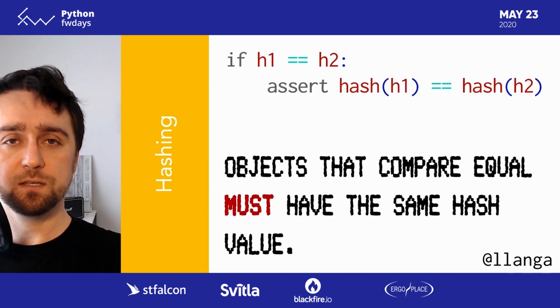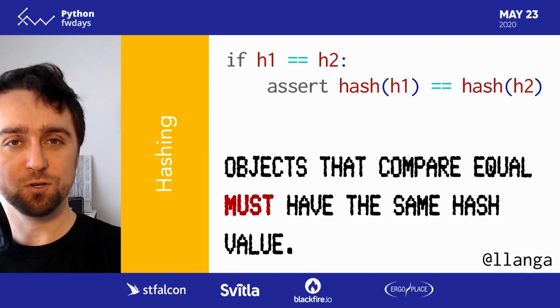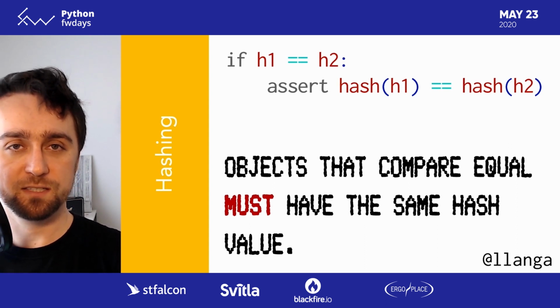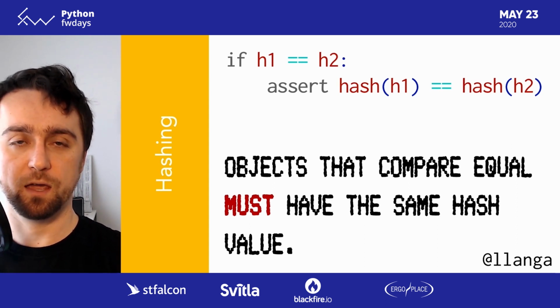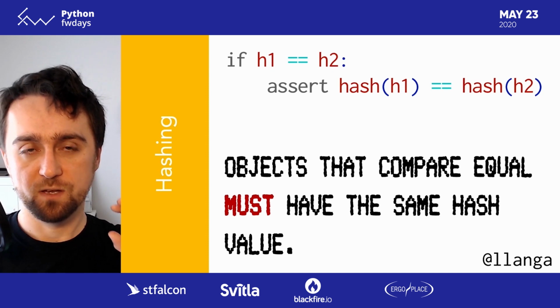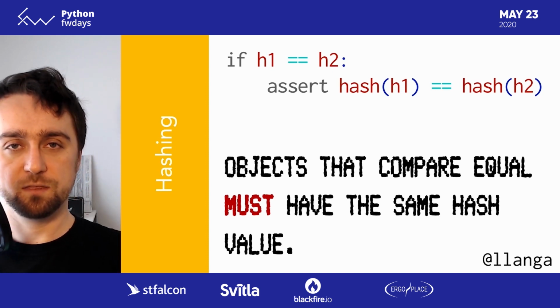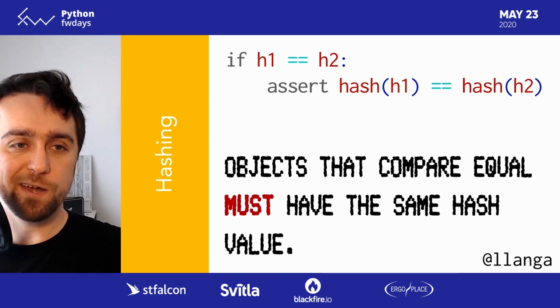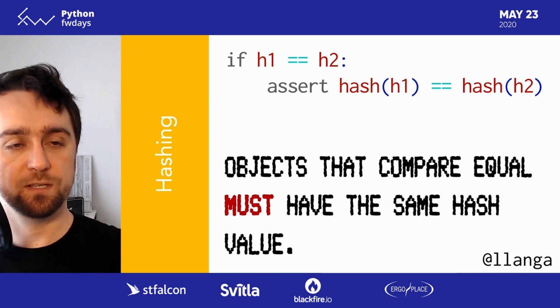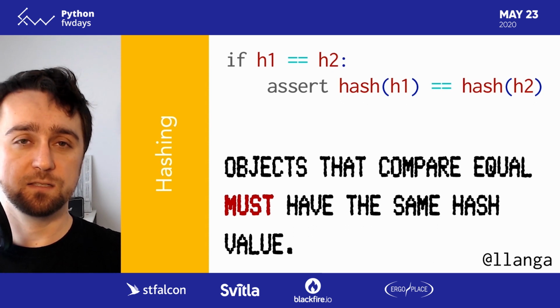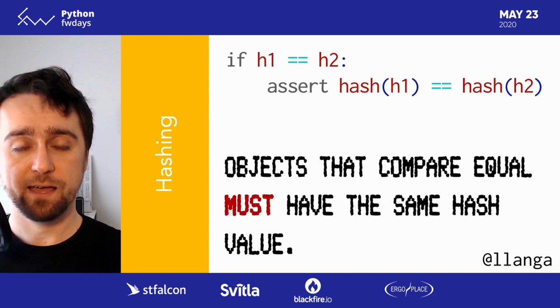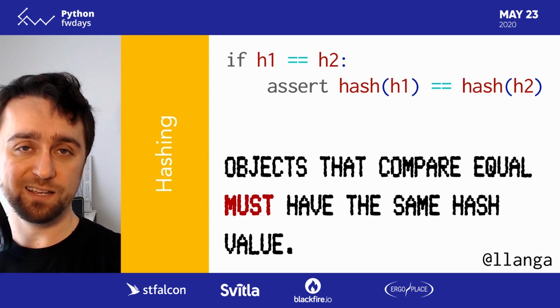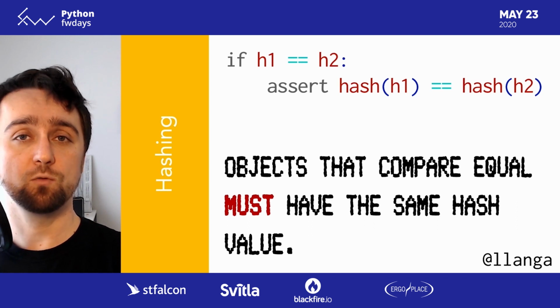We could see this very quickly on the docstring of the hash built-in, but let's iterate this on a separate slide so you really understand this and remember this from this talk. Objects that compare equal must have the same hash value. That is the invariant of a properly defined dunder hash method. So if you ever add hashability to your own classes, this is what you need to remember.